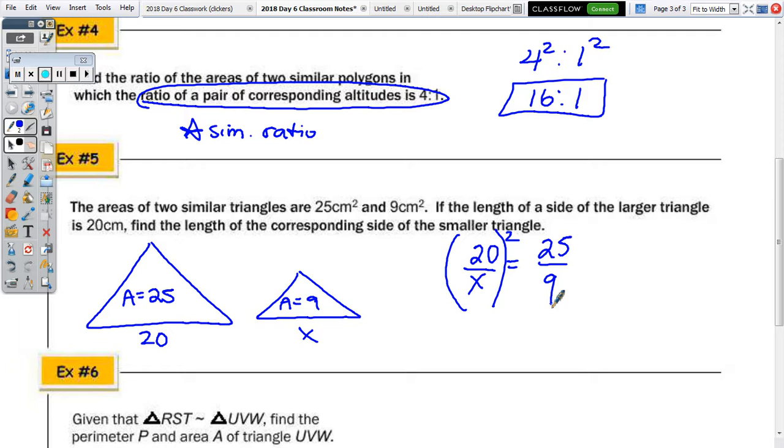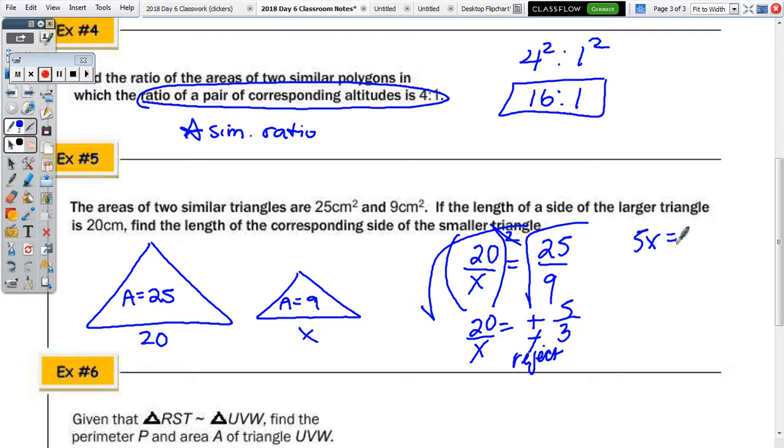You could set it up so that you don't have to take the square root and show the plus and minus. So we would take the square root of 20 over x squared. You get 20 over x equals the square root of 25 ninths. Square root of 25, 5, square root of 9, 3. So now when you cross multiply, we have 5x equals 60 divided by 5. And x is 12. So it's 12 centimeters.